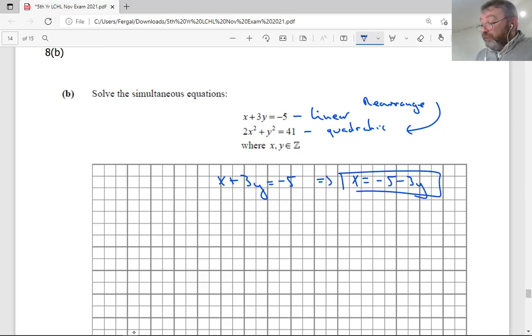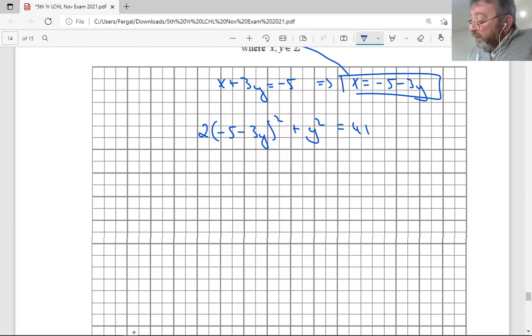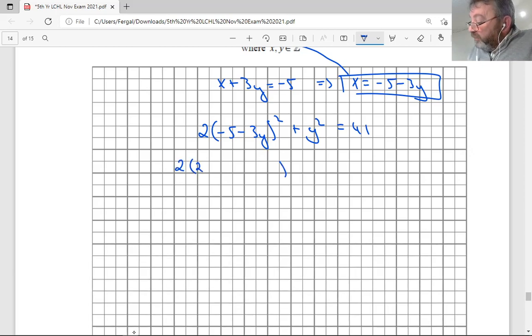I just take 3y away from both sides, and it reveals what x is. Now I don't know what x is as a number, but I do know what x is in terms of y. So I take this new form of x and I put it in here into this quadratic to get 2 times minus 5 minus 3y squared plus y squared equals 41. And straight away I square my binomial. 25 plus 30y, because it's multiplying minus by minus. Minus 5 and minus 3 is 15, twice that is 30, plus 9y squared plus y squared equals 41.